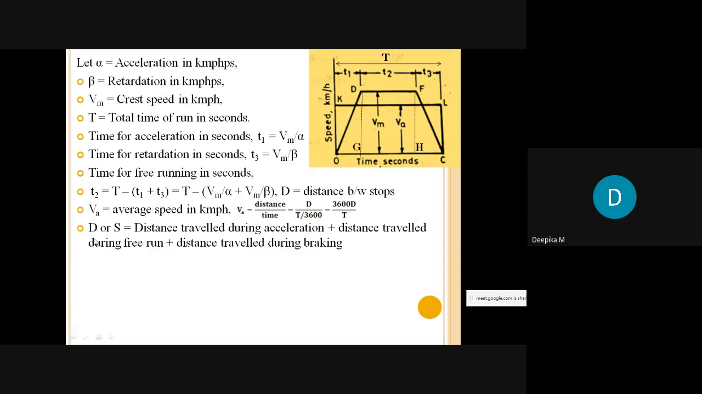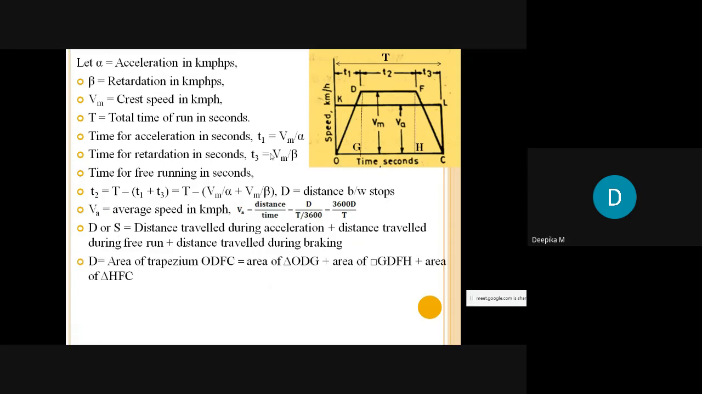So how do I calculate this D? It is the distance traveled during acceleration, the distance traveled during free running, and the distance traveled during braking. If I sum all these distances, then I will get the distance traveled during the whole run. But usually how do I calculate this D or S?